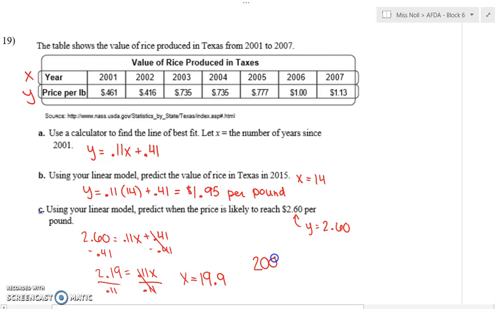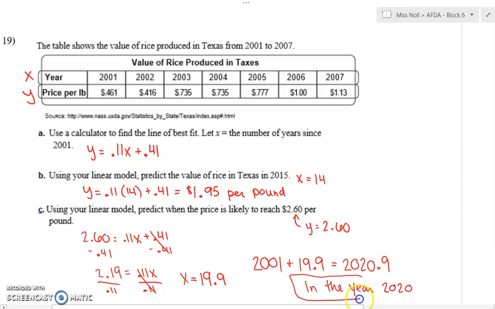So we take 2001, add 19.9, and we get 2020.9. So that means that during the year 2020, so probably sometime in November or December, right, because it's 0.9. If you think about being 90% through the year, it'd be in like November or something like that. So it would be in the year 2020 when it would reach that price.